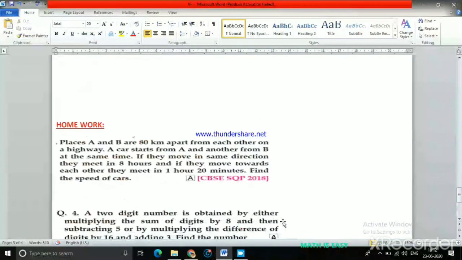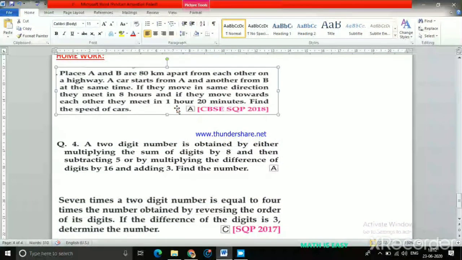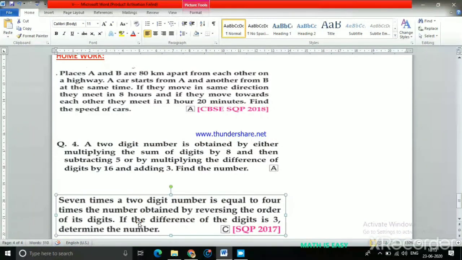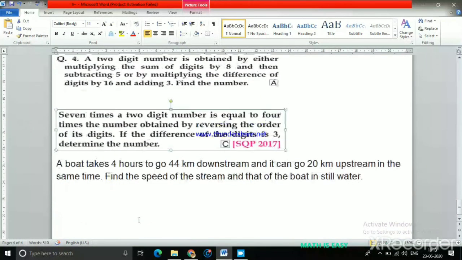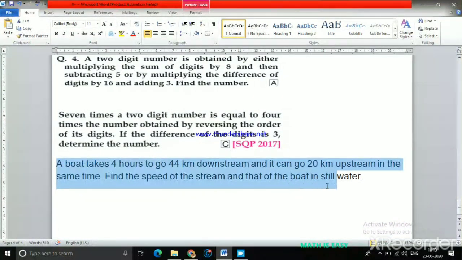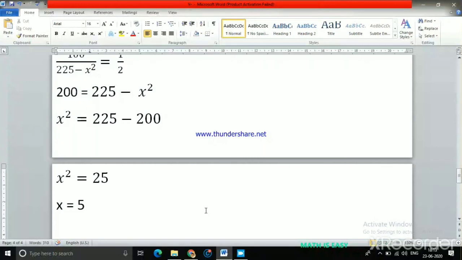Now I am putting 4 homework questions here. One is about the distance and speed of cars traveling in the same direction and opposite direction, which we discussed in the last class. Then 2-digit number questions, which we also discussed in the last class. And again a question related to a boat, speed of the boat and speed of the still water. So solve these 4 questions as homework. If any doubt, let me know.